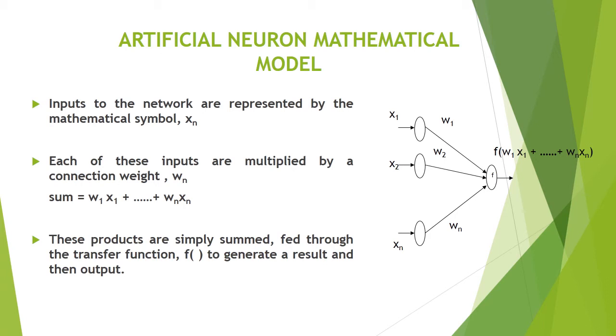So this is the mathematical model. It takes the inputs x1, x2 up to xn, then the weights w1, w2 up to wn. Since the activation function we have used is a summation function, let us multiply the inputs with the weights. So there would be x1 into w1 plus x2 into w2 plus x3 into w3 plus up to xn into wn. So this is your final output.